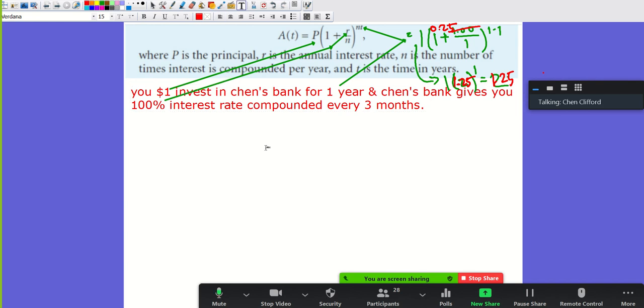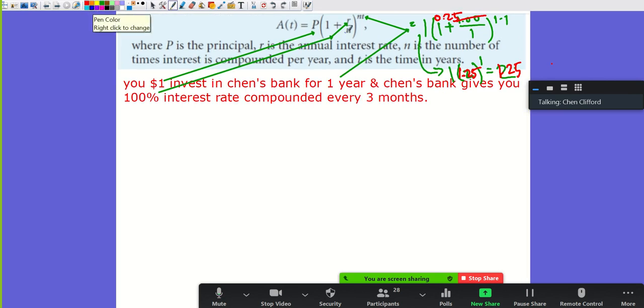Every 3 months means the way you plug it in for n is you ask yourself how many 3-month intervals are there in a year? How many 3-month chunks are there in a year? There's 4 3-month chunks in a year. So that means this would be 4. This would be 4. This would be 4, because 4 times 1 is 4.